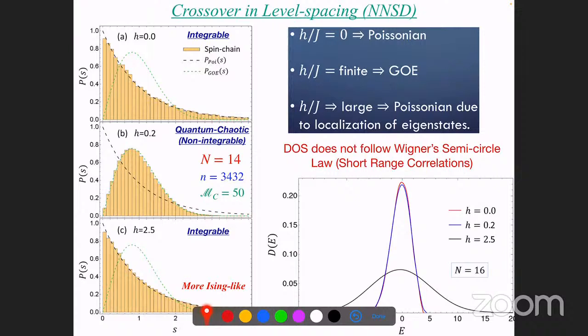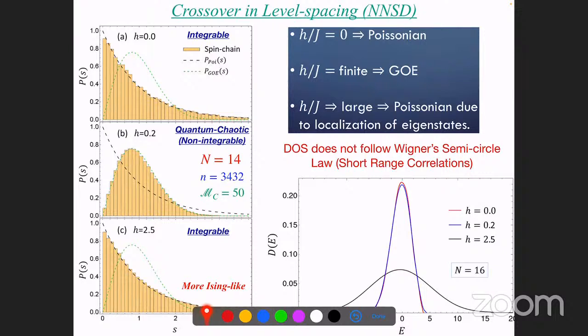But surprisingly, as we go to much larger magnetic fields, it again behaves like an integrable system and becomes Poissonian again. This is probably because in this very large limit, the quantum fluctuations are all suppressed when you get a more Ising-like limit. So in an Ising model in a random field, this goes back to Poissonian. This can also be traced back to the localization of eigenstates in this many-body basis.